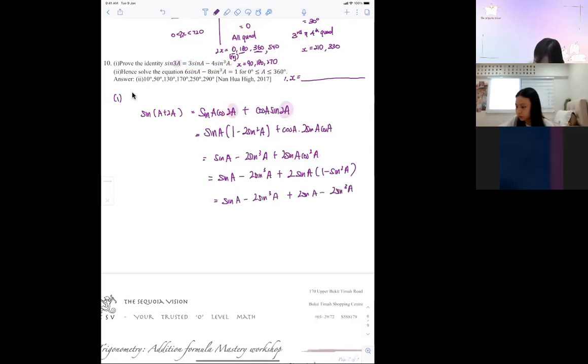So remember, guys, every time try to make the angle the same first, then try to make the trigo the same. Once you make angle and trigo the same, most of the time you get it ready. Okay, so 3 sine A minus 4 sine cube A, shown.